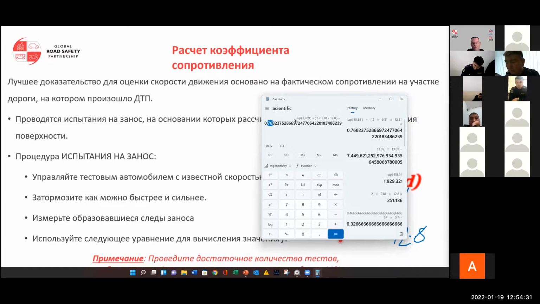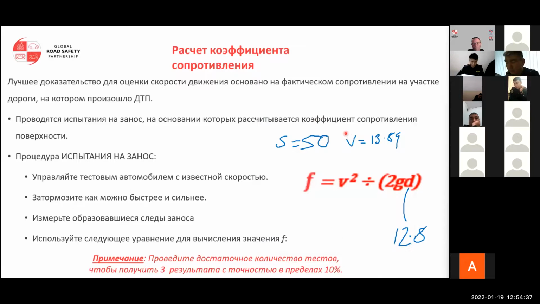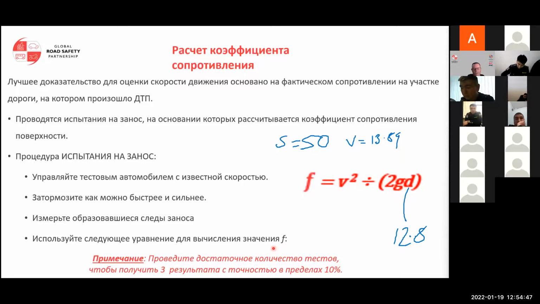So using that equation, based on the test skid speed that we know, so test skid 50 Ks, 13.89 meters per second. We measured our skid 12.8. We put those values into this equation and it gave us a drag factor of 0.76. So the drag factor for that road at our crash scene where we did our test skid is 0.76.